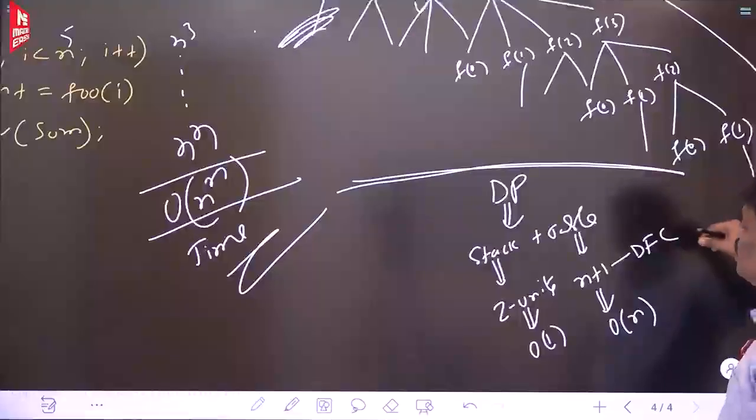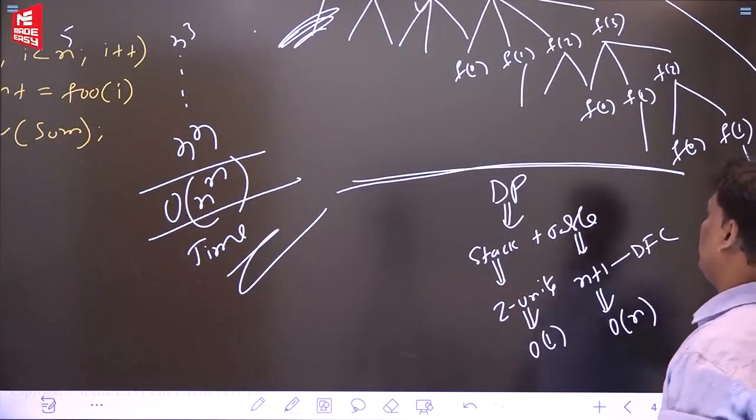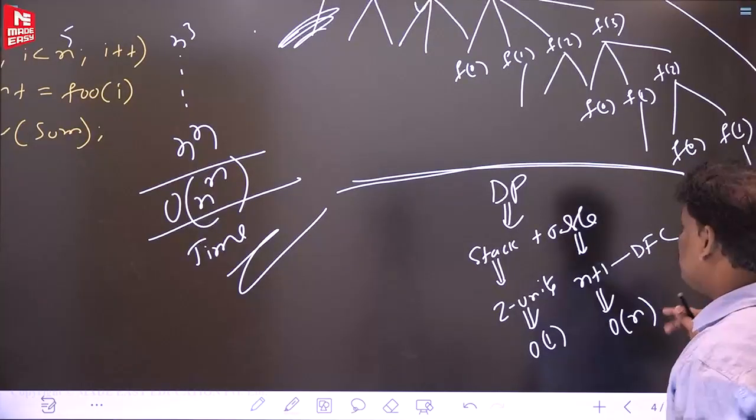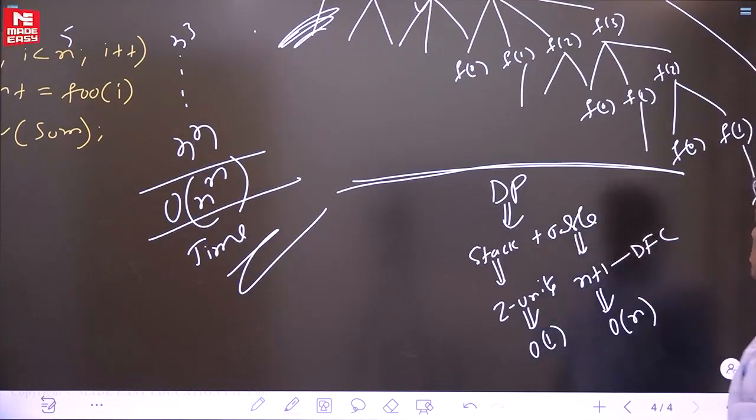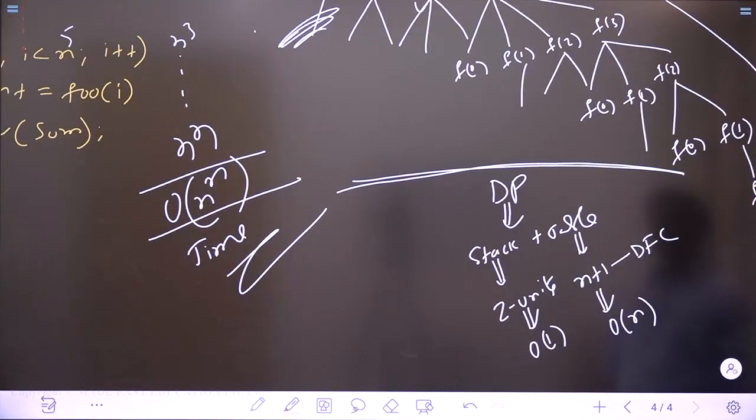Normally, with dynamic programming and without dynamic programming, both the stack space will be the same, but this problem is a little bit different. Stack space here is only 2 units, because the left height is very less, so that is the reason this particular thing is happening.